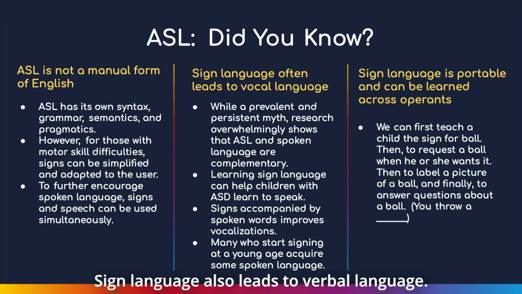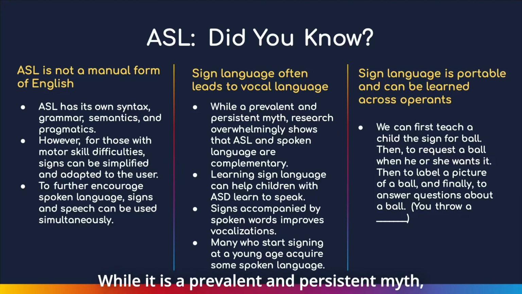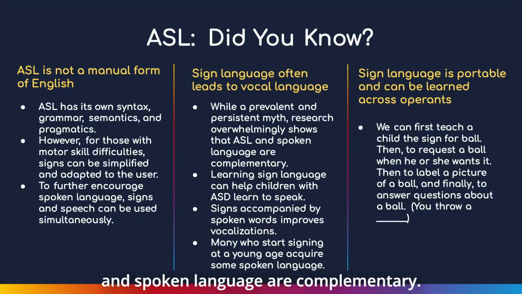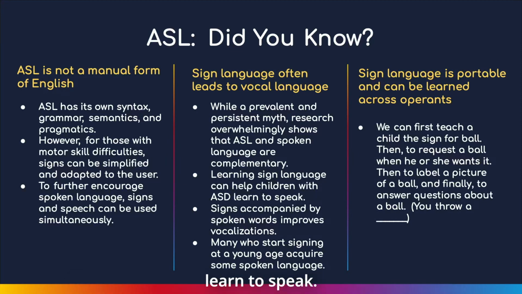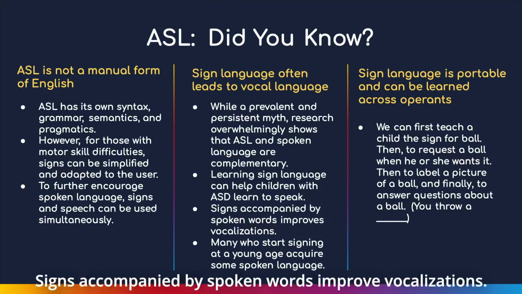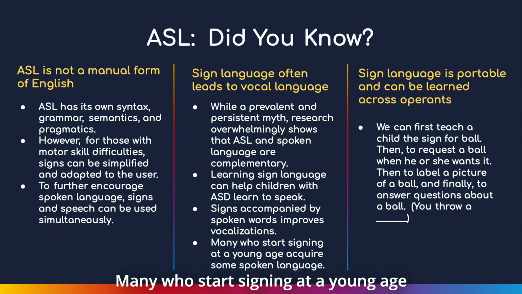Sign language also leads to verbal language. While it is a prevalent and persistent myth, research overwhelmingly shows that ASL and spoken language are complementary. Learning sign language can help children with ASD learn to speak. Signs accompanied by spoken words improve vocalizations. Many who start signing at a young age do acquire some spoken language.